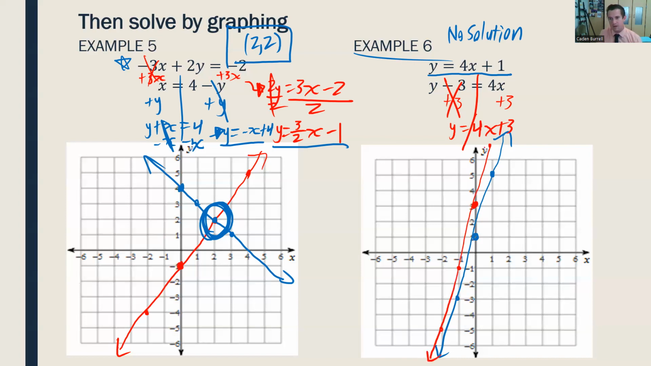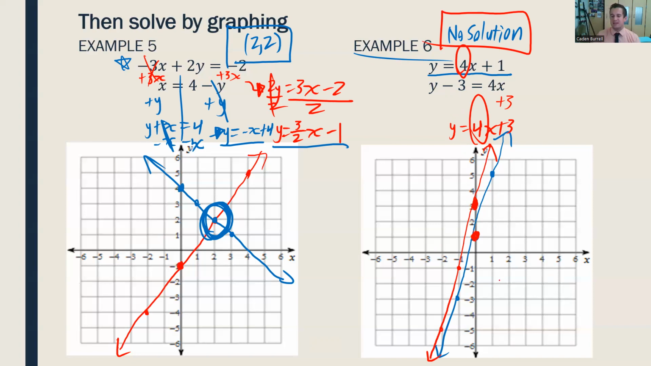It looks something like this. Obviously, my pictures aren't great, but what do you notice about these two lines? Why is it that they have no solution? Notice how both of these lines have the same slope. Both have a slope of 4, going up 4 over 1, up 4 over 1, over and over again. But they have two different starting points. One started on the y-axis at 1, one started at 3. Because they have the same slope, these two lines never touch. They will never have an intersection point, which means they will have no solution.